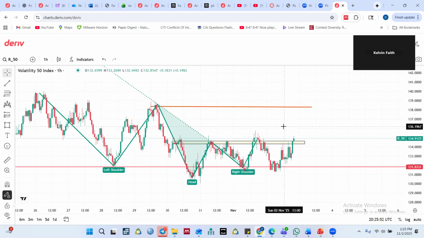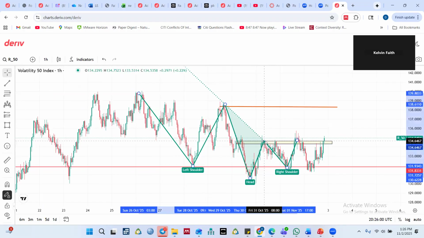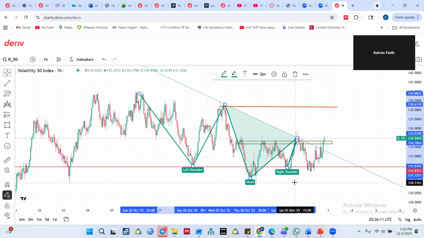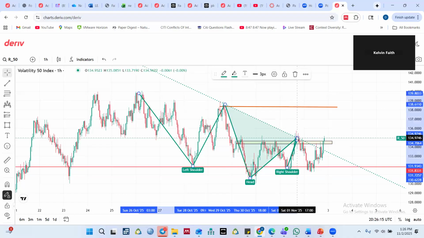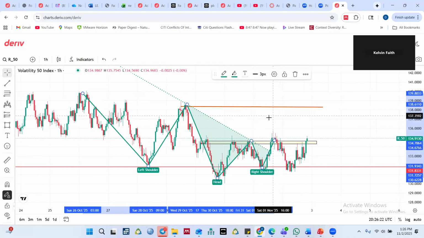Okay, so watch it carefully. We are at the neckline again. Are you guys seeing that? Yes. Perfect. We are at the neckline again. Good.